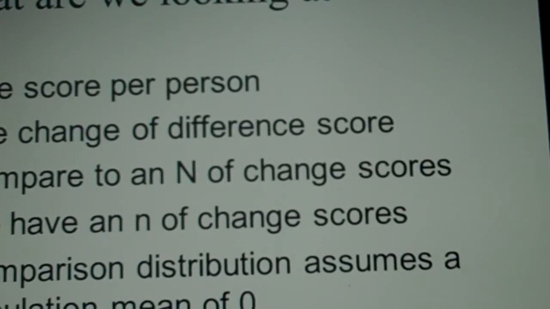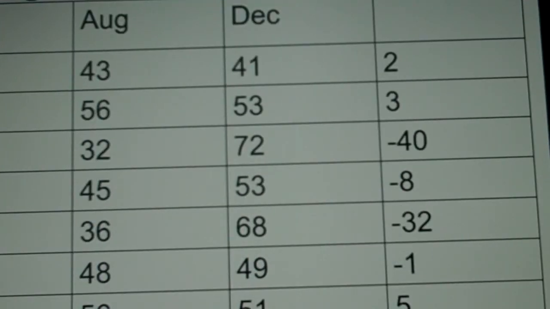Isn't that groovy? All right. Okay. If it's dependent, it's 1 score per person, and so on and so forth. So we're not talking about, again, 2 different groups. We're just comparing the same person at 2 different times. All right. So here, again, it's the same example.